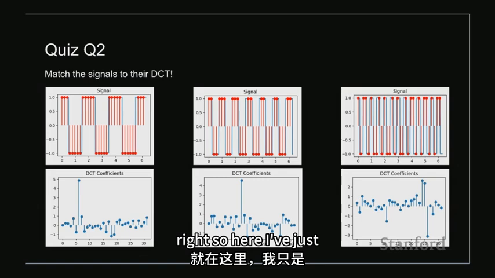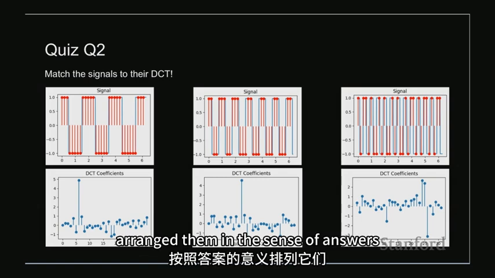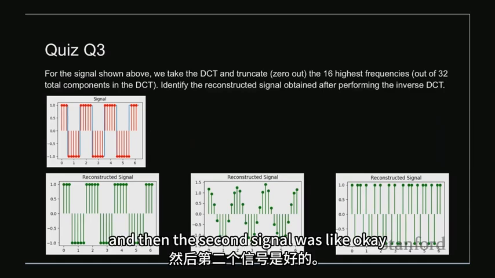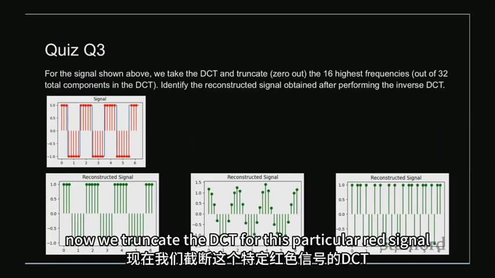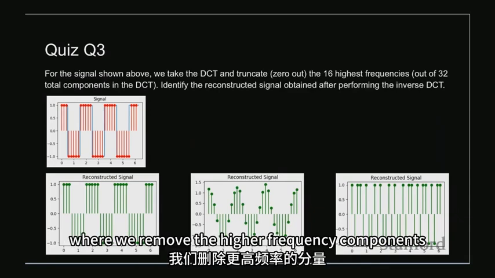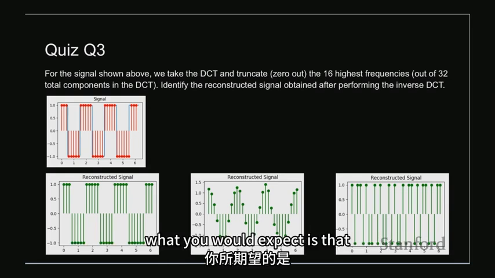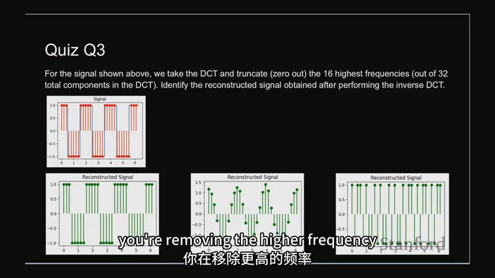So here I've just arranged them in the sense of answers. You can match them on the Gradescope. And then the second signal was, okay, now we truncate the DCT for this particular red signal, where we remove the higher frequency components. And then what's the output? Again, what you would expect is that you're going to smoothen out the signal. You're removing the higher frequency.